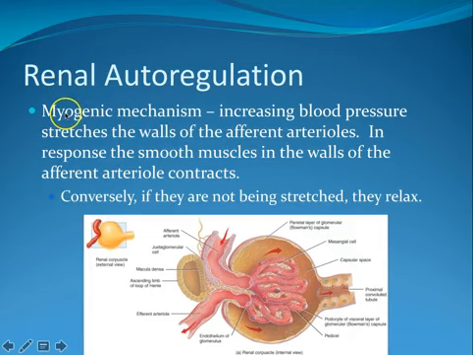So it's something called a myogenic mechanism. So basically myo meaning muscle, so it's being generated by muscles, or that's where it's stemming from. So basically what happens is that increased blood pressure stretches the walls of the afferent arterioles. I think that makes sense. We increase our blood pressure, the afferent arteriole where blood is coming in, it gets stretched. In response, the smooth muscles in the walls of the afferent arteriole contract. So basically the smooth muscles in the wall of the afferent arteriole prevent it from being stretched out too far.